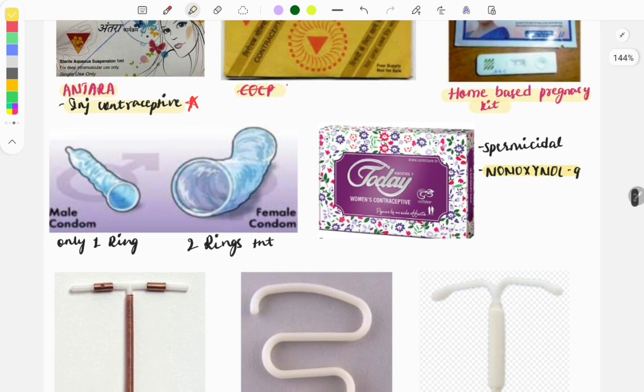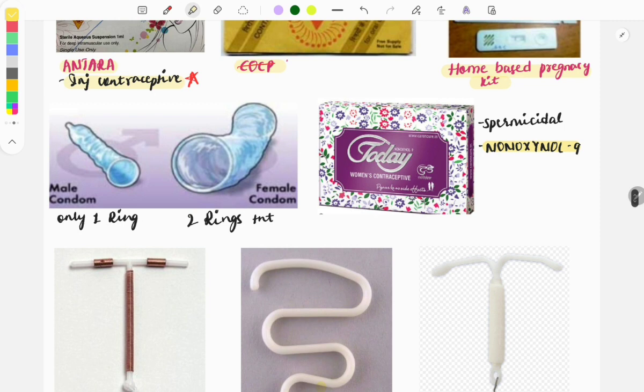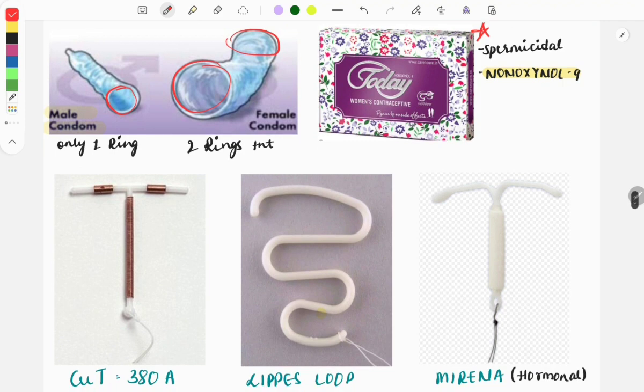Okay, then looking at some other important images like the condom, the male condom and the female condom. So how do we differentiate them? The male has a single ring and the female has two rings. So by this we will be able to differentiate between the male and the female. And another very important image is this one. A question is asked giving this image, asking which of the following is the content of this. So it was a spermicide, and it is nonoxynol-9.